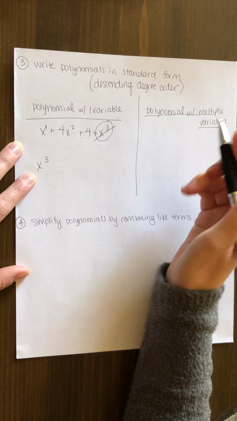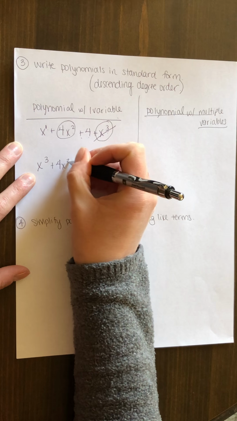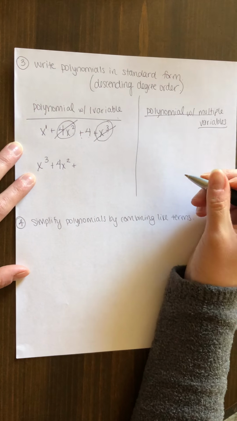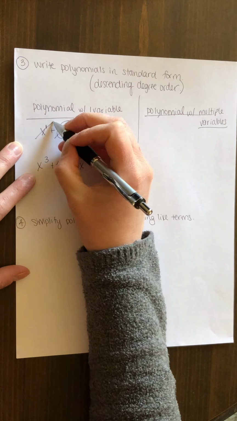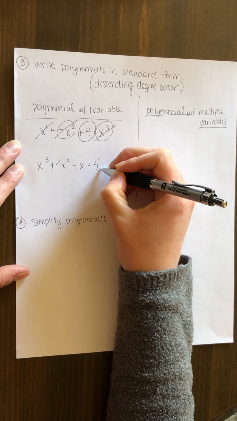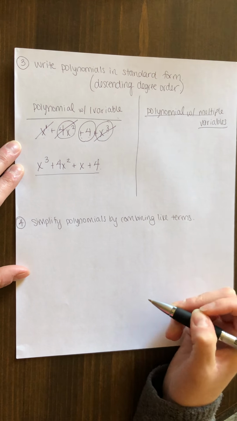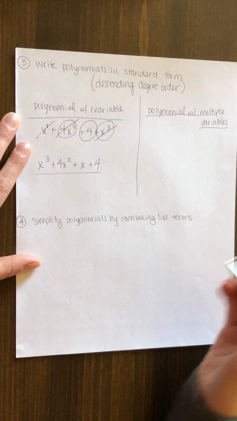What's the next highest? 2 is the next highest. Took care of that one. What's the next highest? It would be x to the first power. Constants are always going to go last. So this would be the standard form of the polynomial in one variable.